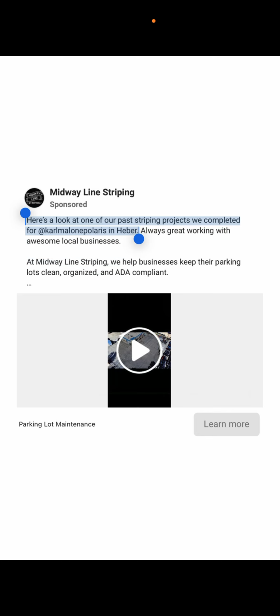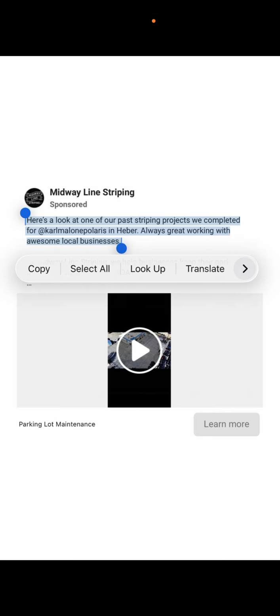Third and final thing will be the headline. The see more headline, first 2 3/4 lines on Facebook Newsfeed Mobile. Here's a look at one of our past striping projects we completed for Carl Malone, Polaris at Heber. Always great working with awesome local businesses.